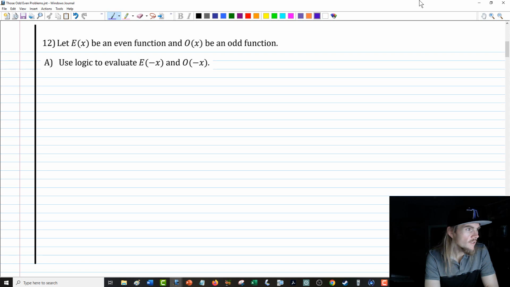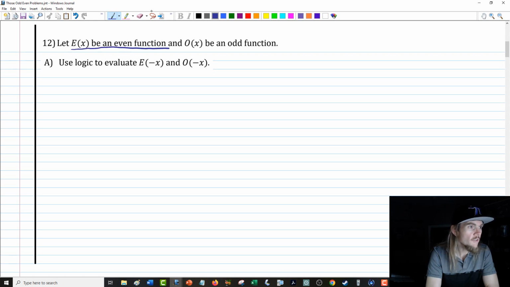So in number 12, it tells us two things. First, e of x is an even function. That's pretty easy to hold on to, e for even. And o of x is an odd function. When I see ox, I think of oxen and fording the Oregon Trail and all that stuff for whatever reason. More relevant, it tells us in part A to use logic to evaluate e of negative x and o of negative x. And it all comes down to these definitions here.